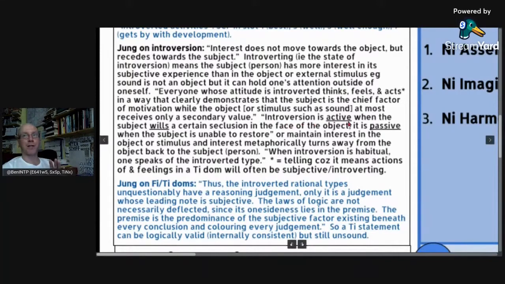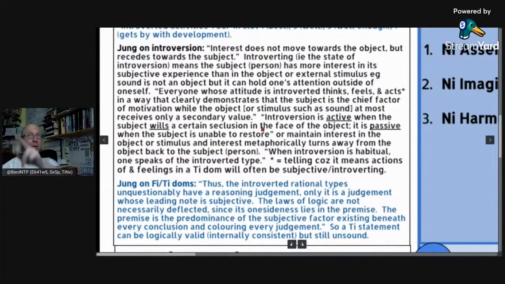Introversion is active when the subject wills a certain seclusion in the face of the object. So it's like the INTJ just blocks everything out willfully. Okay, blocking it out, I am going to go into myself and introvert. It is passive when the subject is unable to restore and maintain interest in the object or stimulus, and interest metaphorically turns away from the object back to the subject person.